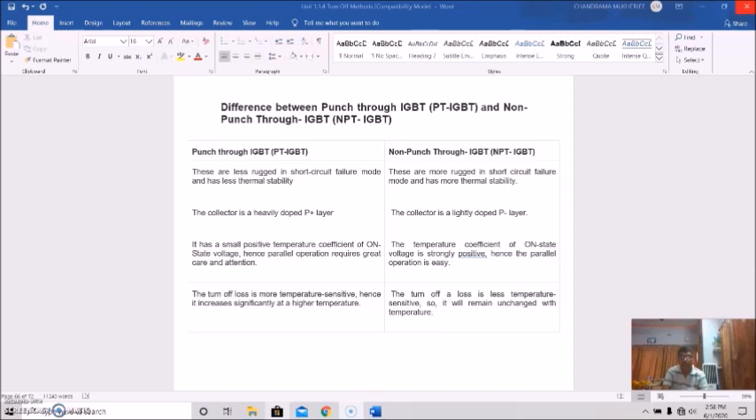In non-punch through IGBT, the temperature coefficient of constant voltage is strongly positive, hence parallel operation is easy. In punch through IGBT, turn-off loss is more temperature sensitive, hence it increases significantly at higher temperature. Turn-off loss is less temperature sensitive in non-punch through IGBT, and it will remain unchanged with higher temperature.